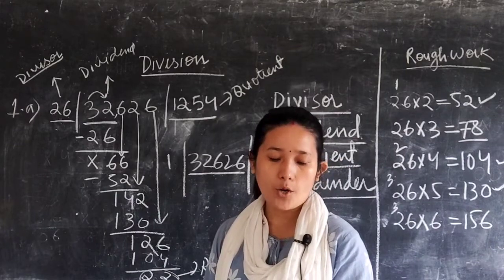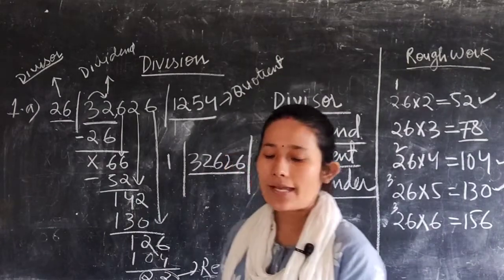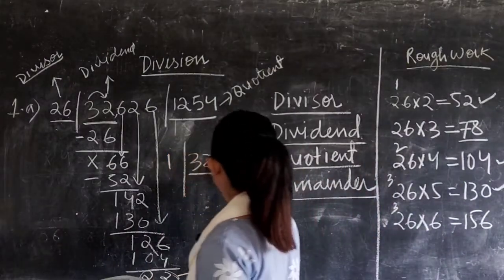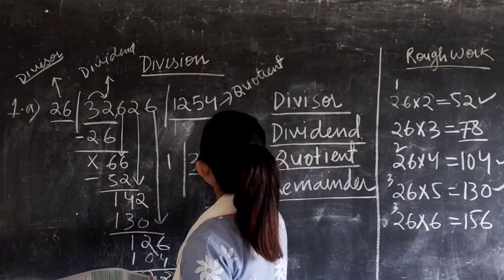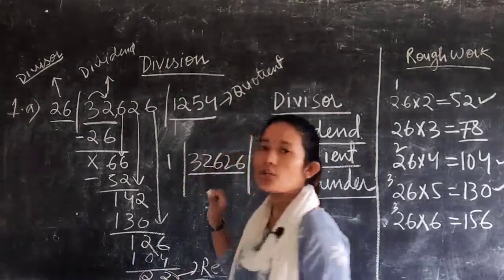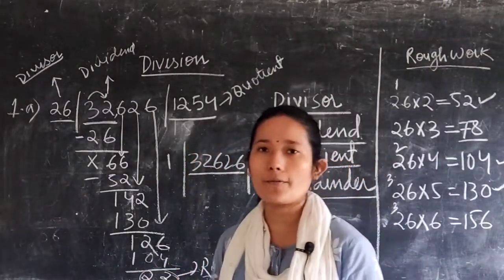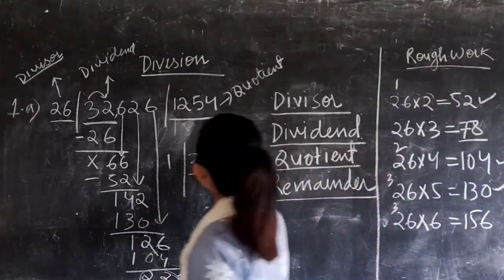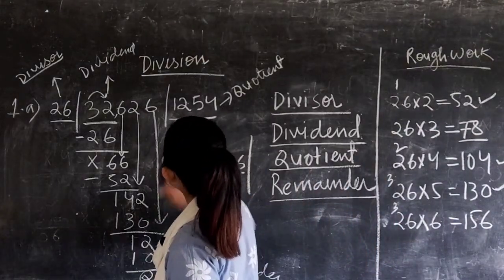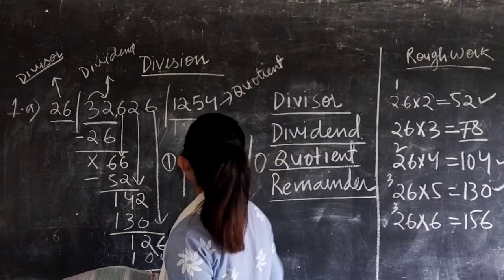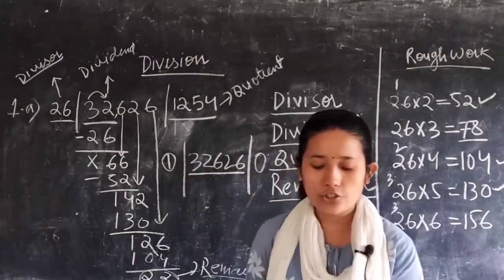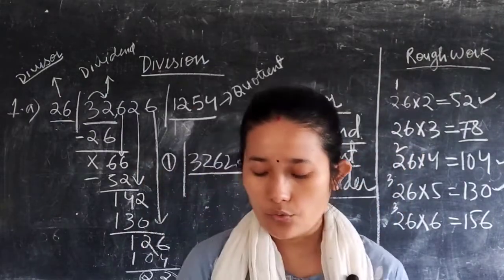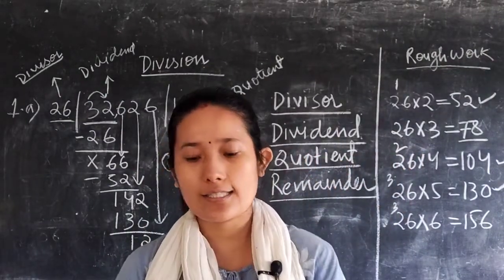Now second property, when a number is divided by itself, the quotient is always 1. For example, if 32626 was divided by 32626, then the answer would always be 1. Okay, and if 0 is divided by any number, then the quotient is always 0. So these are the 3 properties of division. Okay, so let's move on to the exercise.